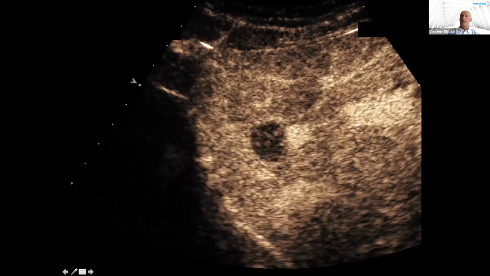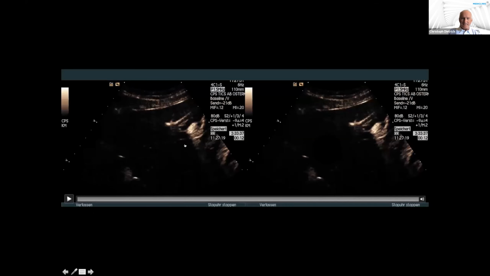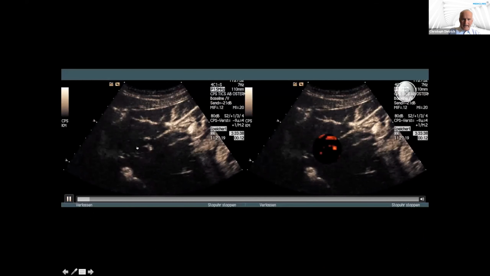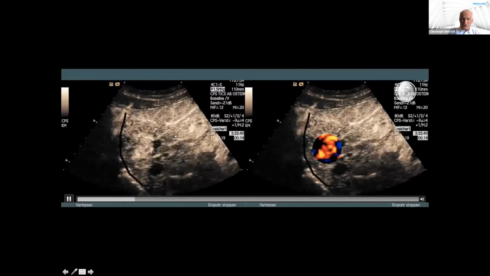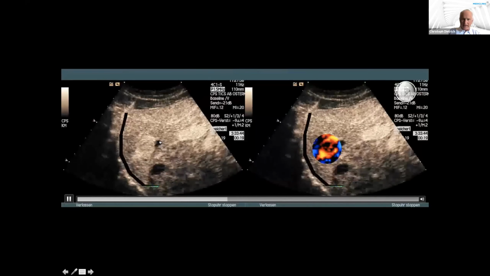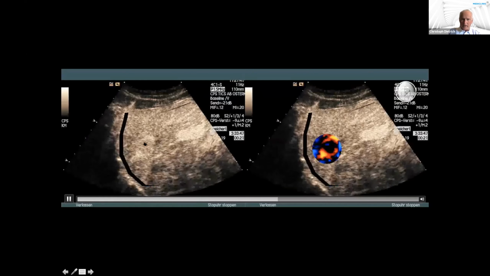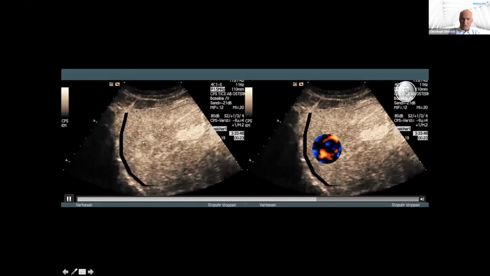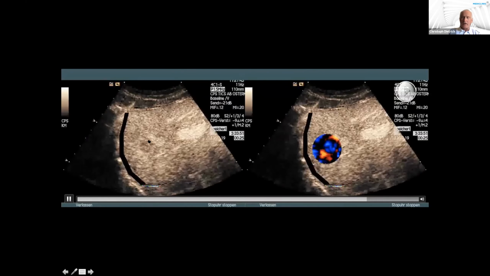A little later, punched out, wash out. It's a malignant lesion in comparison to the portal vein. Here you can see the lesion is hyper-enhancing, orange. Portal vein is not enhancing. Right now it's enhancing. During this moment, the lesion shows wash out.